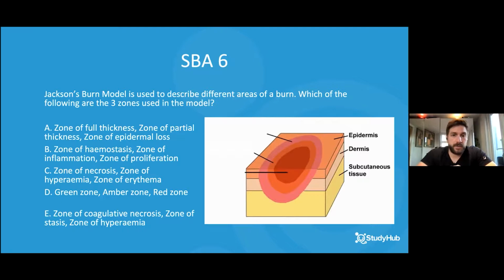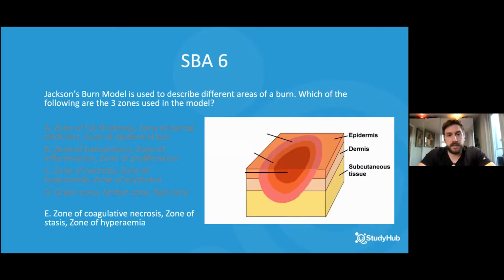Okay, so we've got a bit of a mix here. Half of you have gone for C, some have gone for E. I can tell you the correct answer is E. So the zone of coagulative necrosis, the zone of stasis, and the zone of hyperemia.